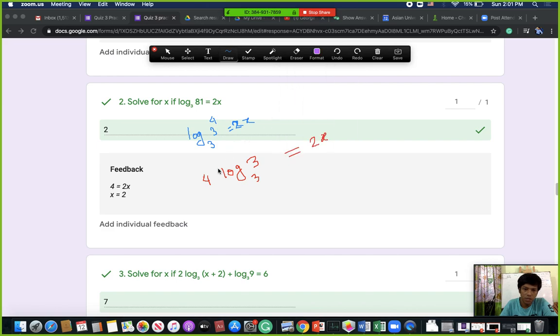You all know that this means actually 1. Log of the same number with the same base means 1. So 4 into 1 means 4. Then x equal to, if you divide both sides by 2, x equal to 2. If you send this 2 to this side, it will become divided by 2, then x equal to 2. 2 comes very easily. So this is how we get this.